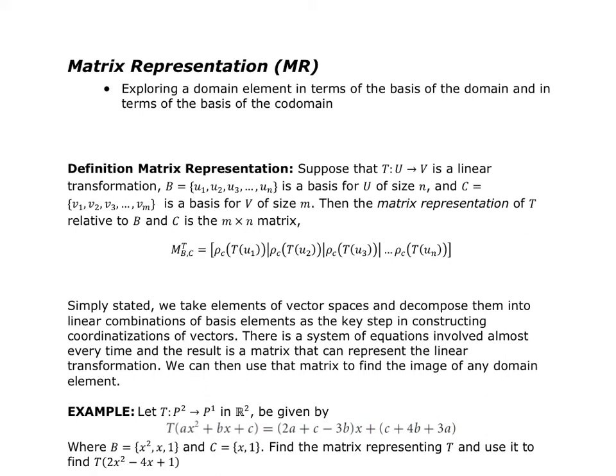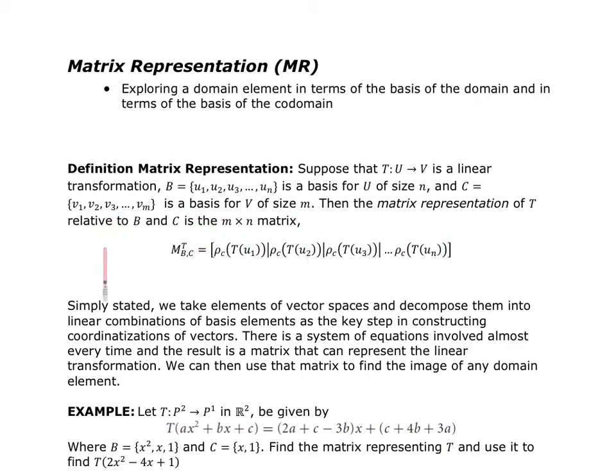In this video, we're going to explore what a matrix representation is. By definition, a matrix representation is this: if we take a linear transformation from U into V, where B is the basis for U of size n and C is the basis of V of size m.